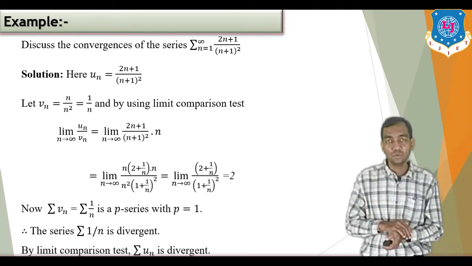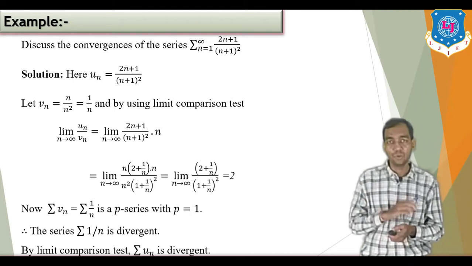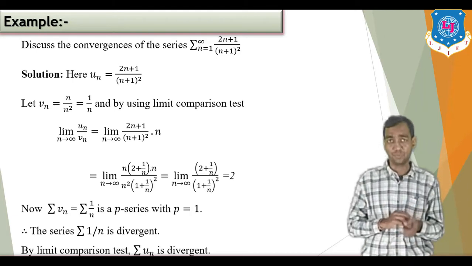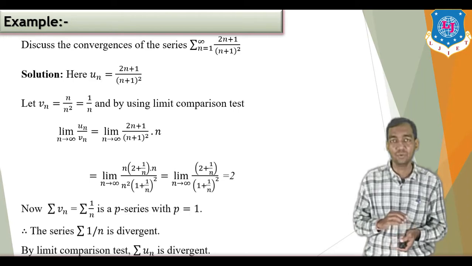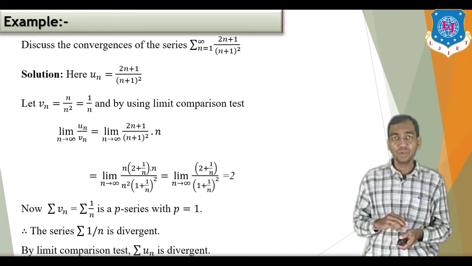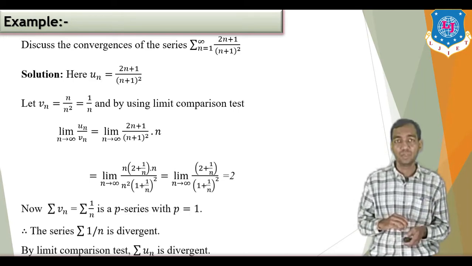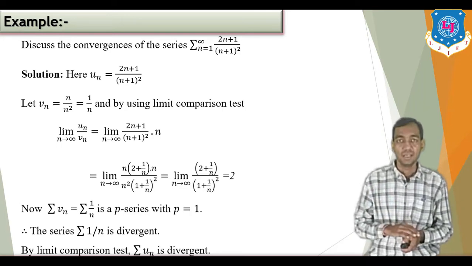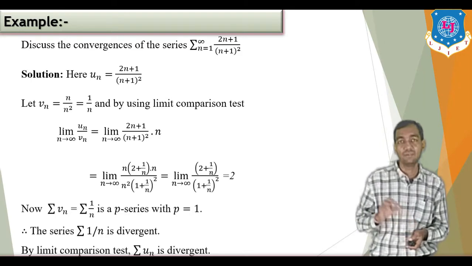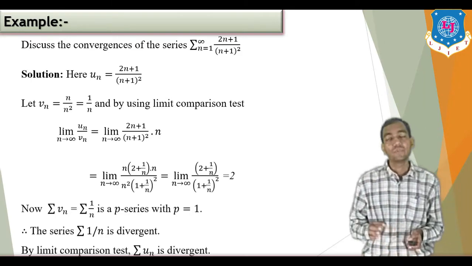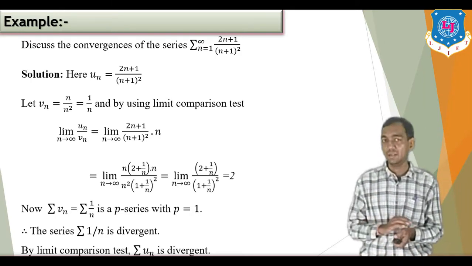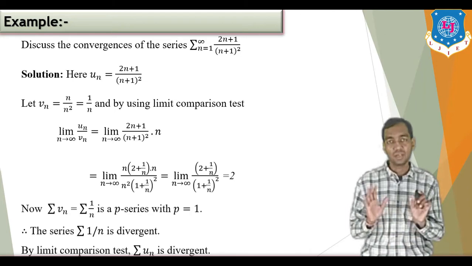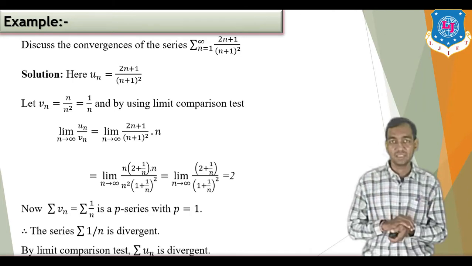So simplifying the numerator and denominator, taking n common from the numerator and n from the denominator, that will give you the simple form: limit n tends to infinity (2 plus 1 upon n) divided by (1 plus 1 upon n) the whole square. And if you apply the limit, then you will have the value 2. Now see, 2 is a non-zero finite number, correct? So your condition is satisfied for the limit comparison form.